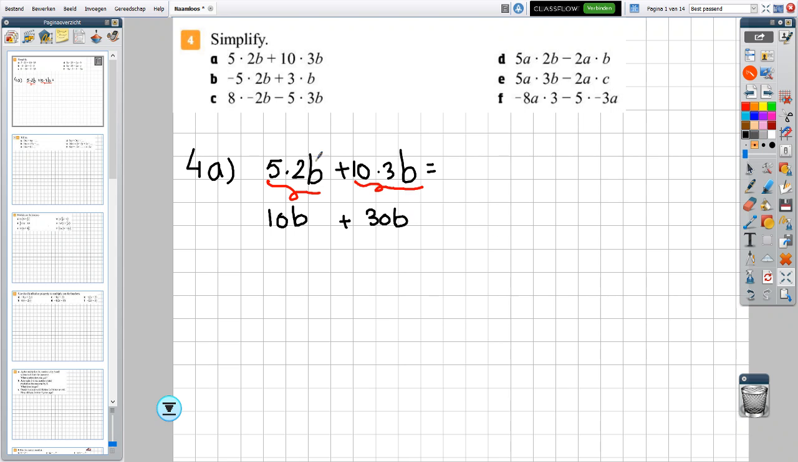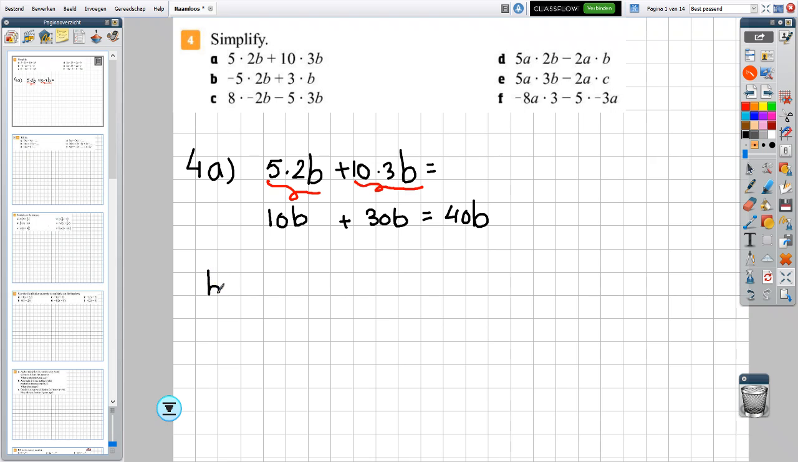Remember, you can always simplify multiplications, right? In this case, multiply the numbers and put letters after them in alphabetical order. Am I done here? No, because what I'm left with are two terms which have exactly the same letter, so I can add them up. 10b plus 30b gives me 40b, and that's your final answer.